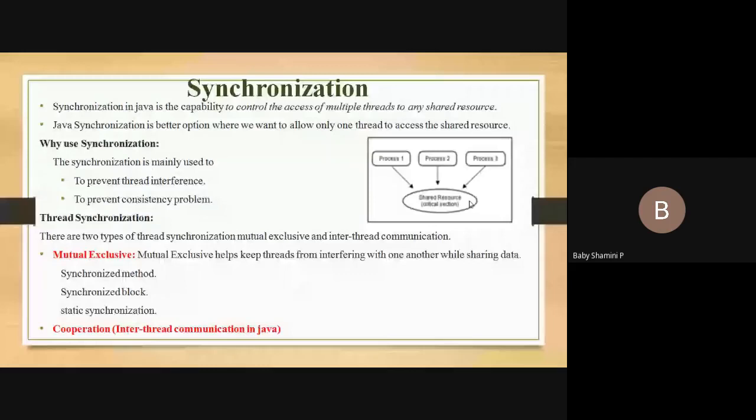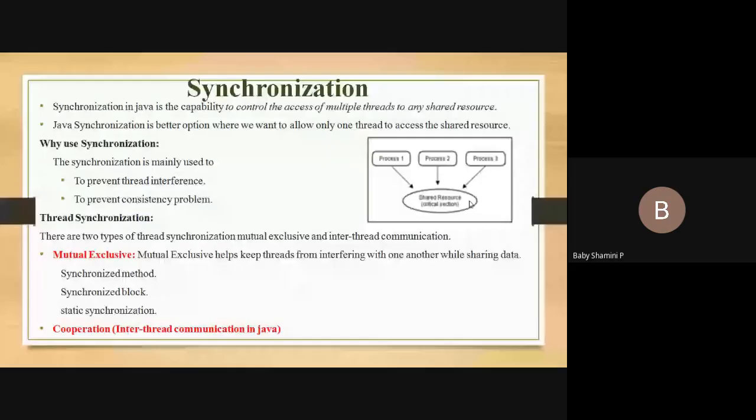So process 1 wants to access the data from the shared region. At that time, process 1 locks all the resources in the shared region. Once it completes its task, it releases the lock. Then the next process can enter the critical section and read or access the data from the memory location. That is the use of synchronization. If you use synchronization, we can avoid thread interference and inconsistency problems. So for that we go for the synchronization concept.